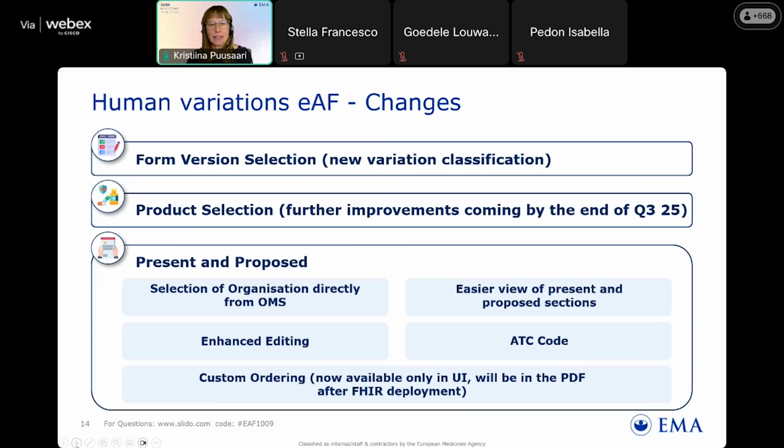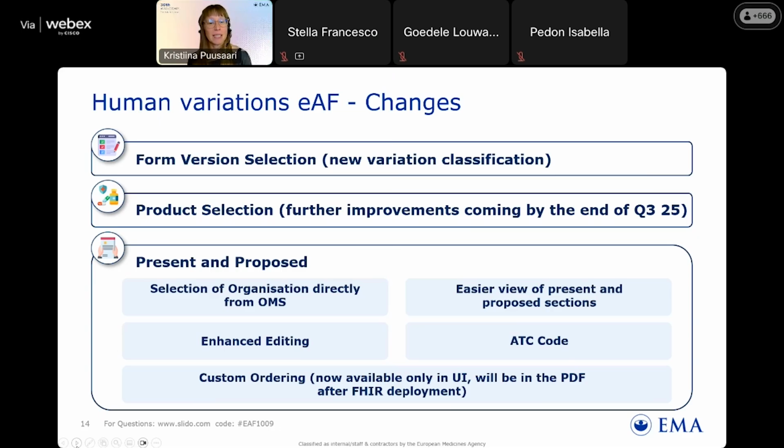Then let's look at the things that we will be especially looking at in the demo today. I will be demonstrating how the form version selection, because of the new variation classification, will happen. This is not yet fully in production. You would have seen that there is a default selection there already, but I will show you in practice from a lower testing environment how that works. We will also unfortunately not be able to demonstrate most of the product selection improvements, as they are coming before the end of Q3, but I can already show you one of those.